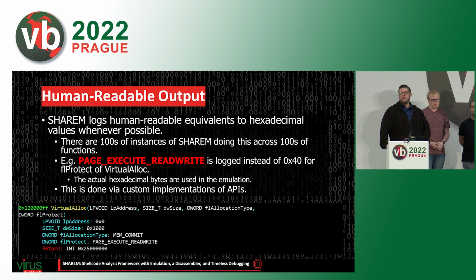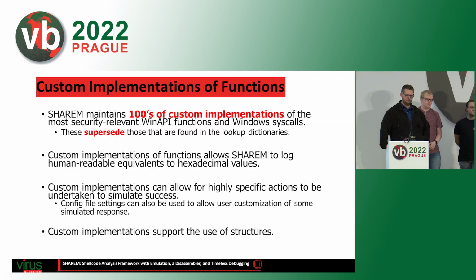Whenever possible, we endeavor to provide human-readable output. So hex 40 is something that's pretty well known as the flProtect value. It stands for pages execute read write. That's pretty predictable, but SHAREM also provides support for several hundred other values, so we can map out those hexadecimal values to the human-readable equivalents, just saving time so that the user doesn't have to look them up and try to figure out what the shellcode is trying to communicate to us.